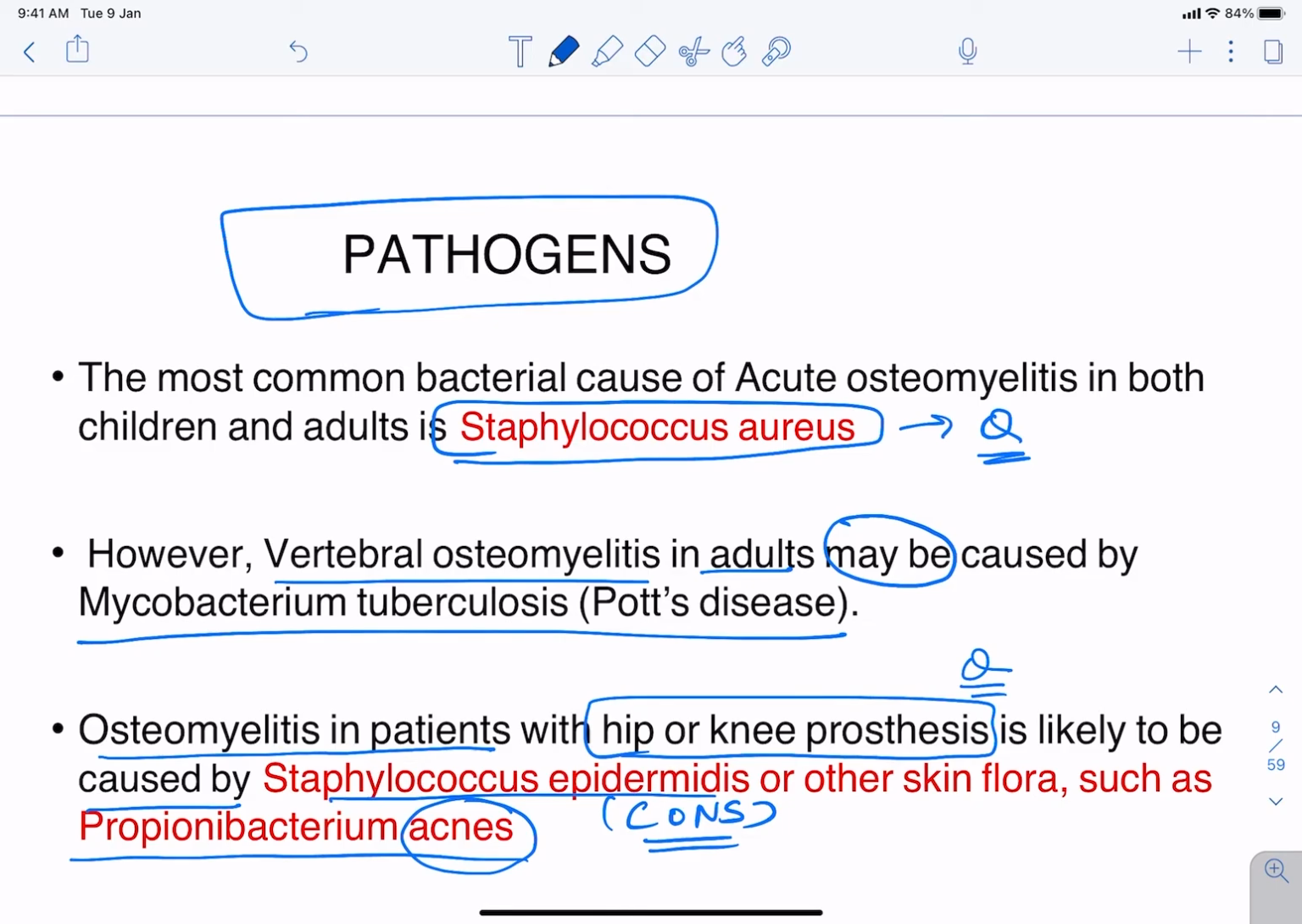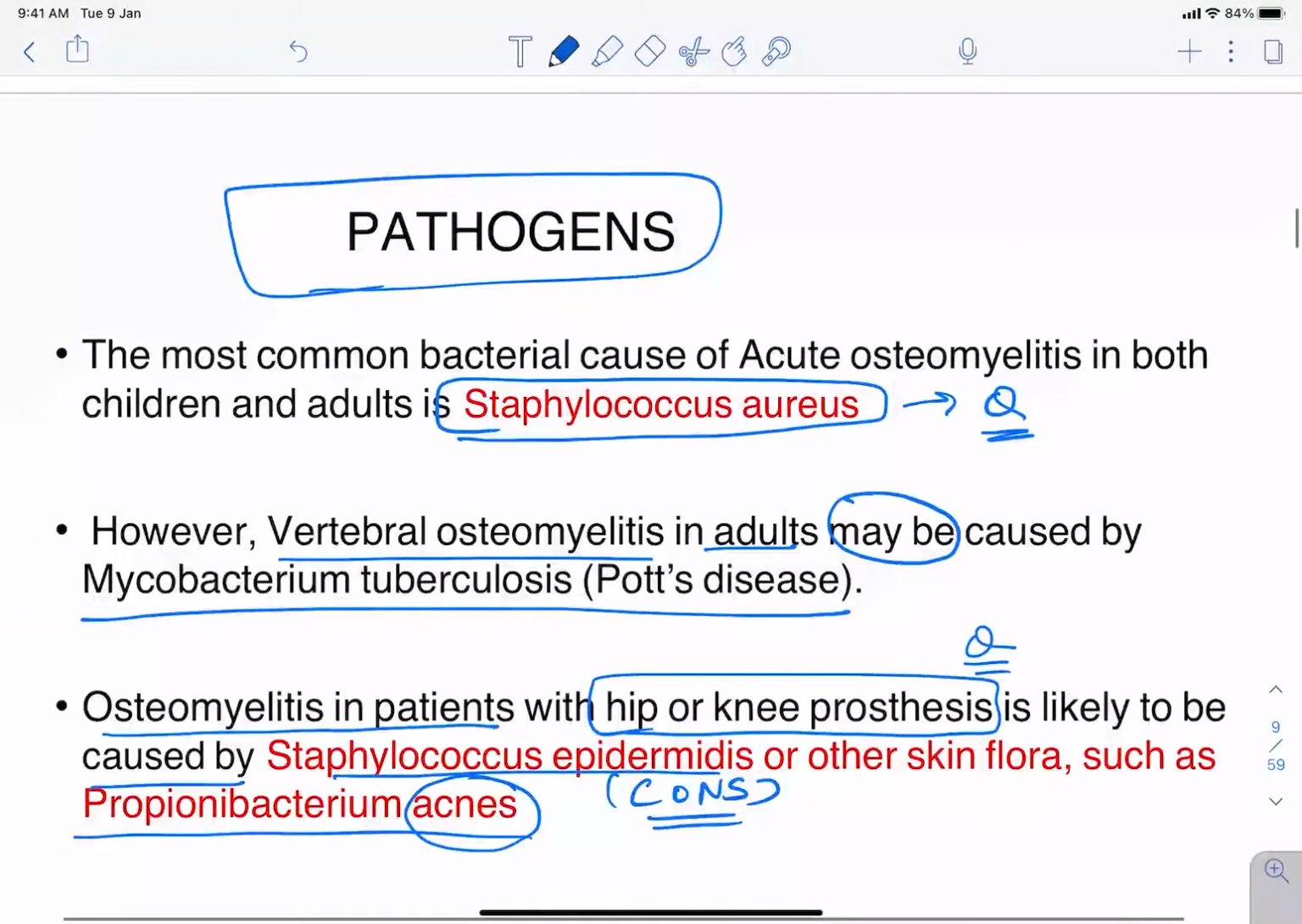Osteomyelitis. So in total, what have we learned? Acute bacterial osteomyelitis is caused by whom? Staph aureus, the most common cause. In the vertebral form, you should think of whom? Mycobacterium tuberculosis, Pott's disease. Whereas in those who have undergone hip or knee prosthesis, what is important? Staph epidermidis or Propionibacterium acnes. They also play a role in causing osteomyelitis in patients with hip or knee prosthesis.